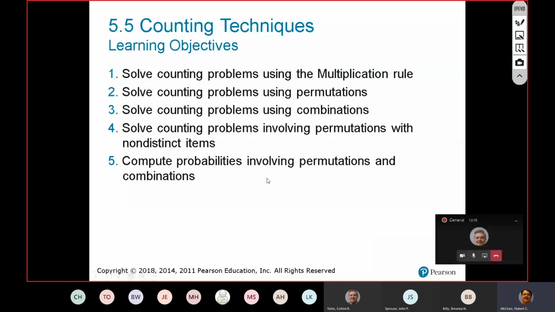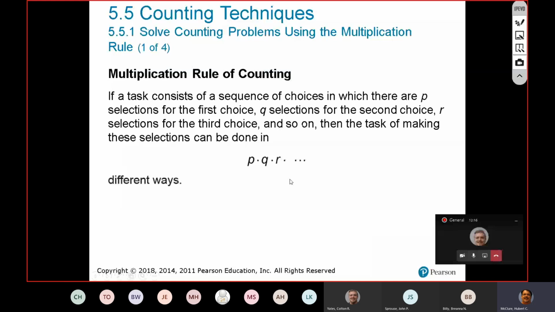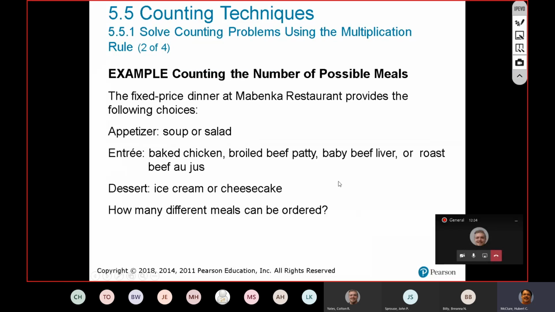So let me hit here, PQR, multiplication rules. Okay, let's write this down. This is a standardized test question, so I want you to write it down and put it in your memory group as standardized test question. And I might throw one on the test because it's real simple. A fixed price dinner at a restaurant provides the following choices: appetizer, soup or salad; entree; dessert, ice cream or cheesecake. How many different meals can be ordered?